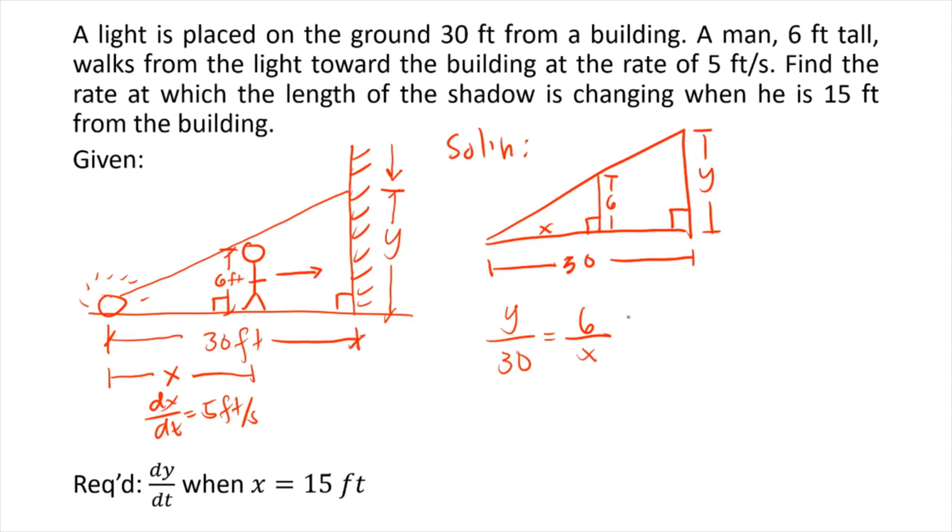Isolating y, we get 30 times 6, that's 180 over x, and then differentiate this equation with respect to time. So dy/dt equals negative 180 over x squared times dx/dt.